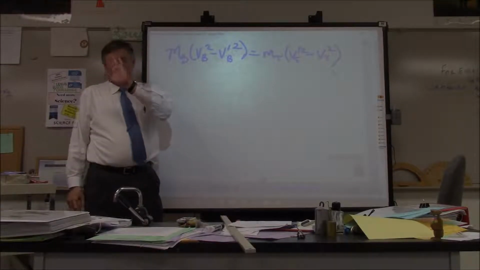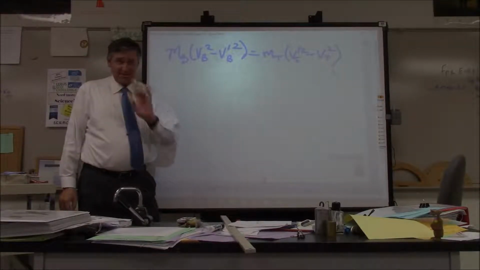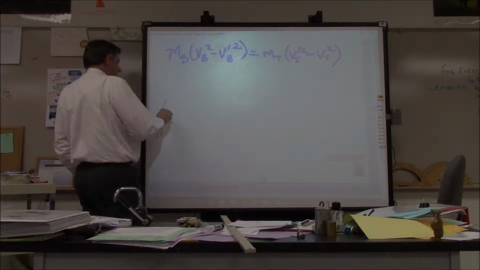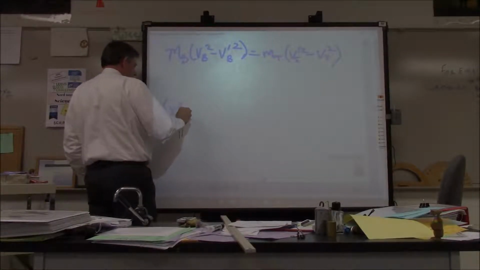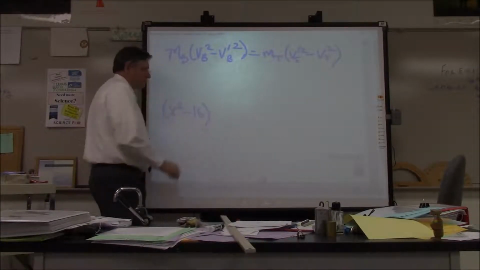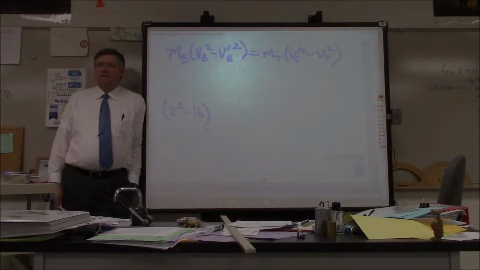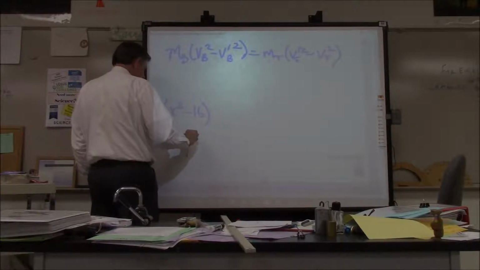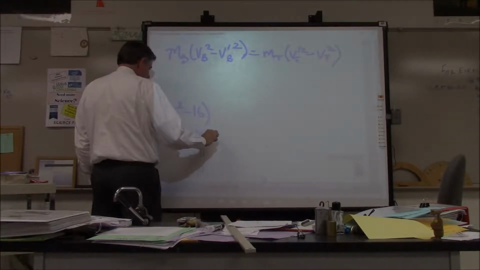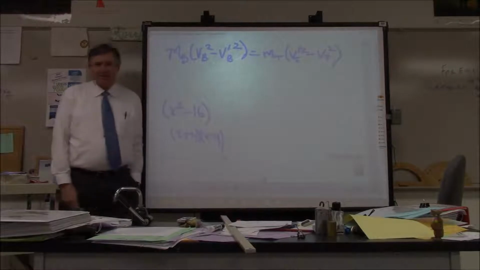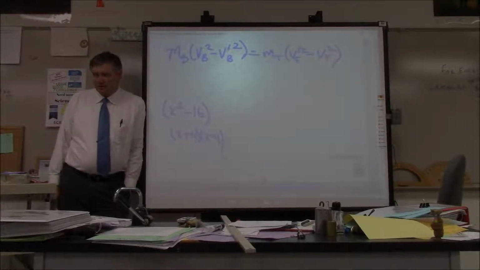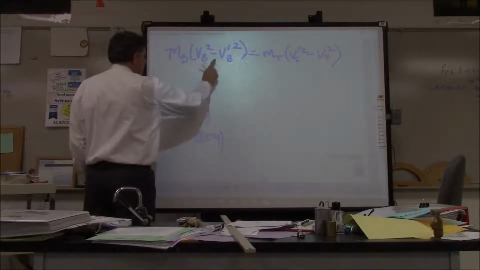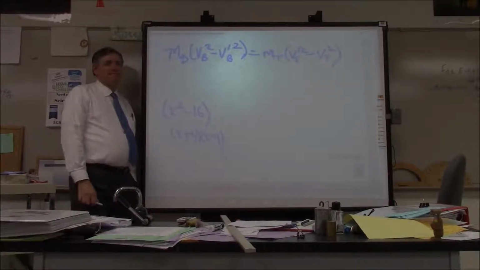Now, I want you to flash back to Algebra 1 for just a second. I said, all right, class, I want you to factor x squared minus 16. What would you get? X minus 4, x plus 4. If you do that, it's because it's the difference of perfect squares. Is this the difference of two squares? Yeah.